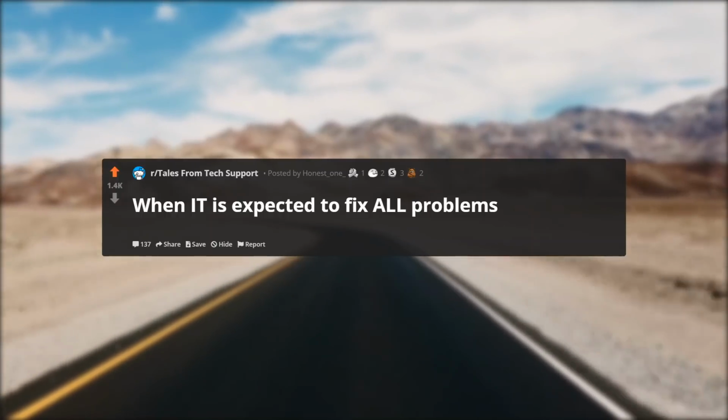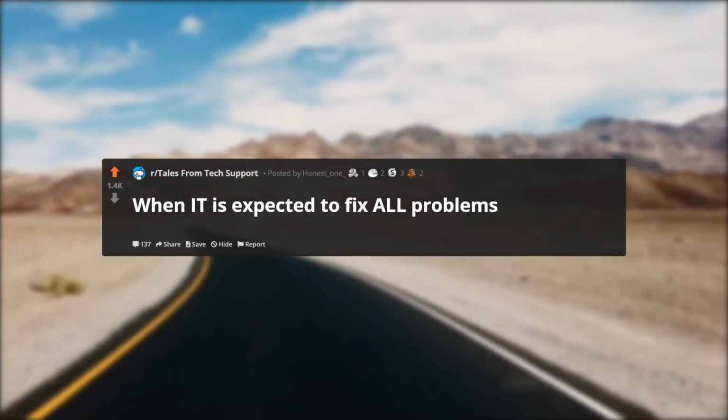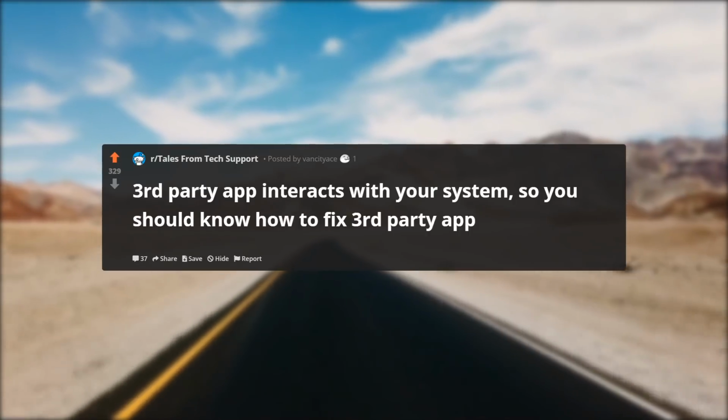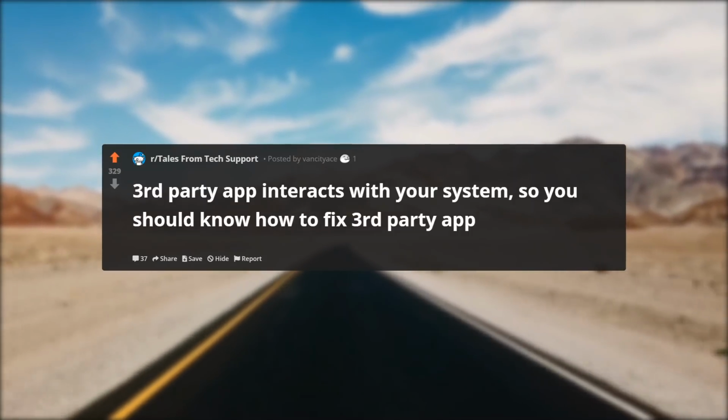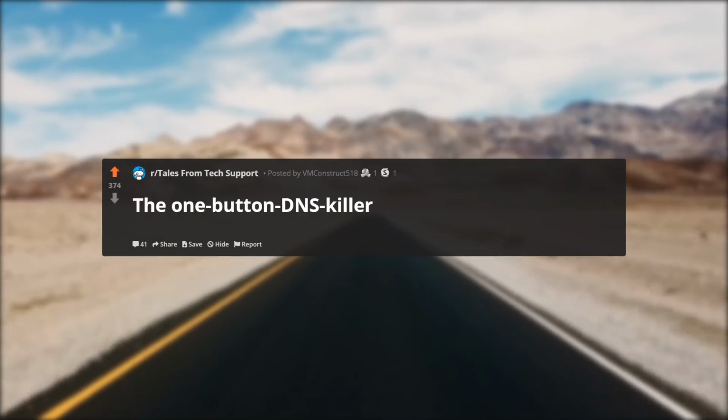In today's episode, when IT is expected to fix all problems. No wonder there's no free space. Third-party app interacts with your system, so you should know how to fix third-party app. The one-button DNS killer.